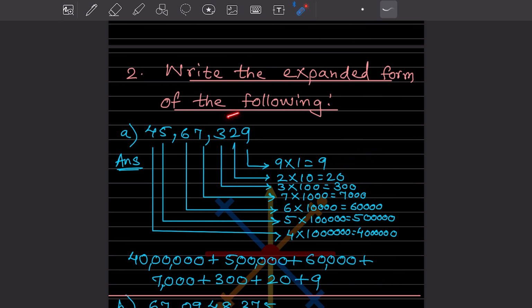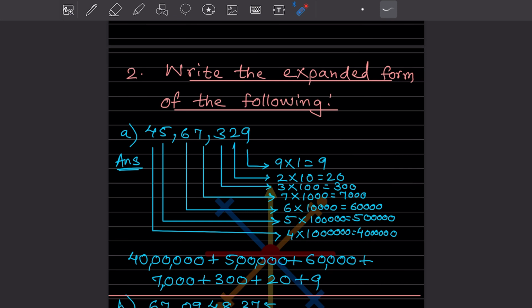Here, this is in the tens place. So 2 into 10 is going to be 20. Now this is in the hundreds place, so this is going to be 3 into 100, which is 300. Here this is in the thousands place, so 7 into 1000 is 7000. Here, same, 6 into 10,000, that is the 10,000 place, so 60,000. This is lakhs, so 5 into lakh is going to be 5 lakhs, isn't it? And the next one is the 10 lakhs, so 4 into 10 lakhs, and so on.